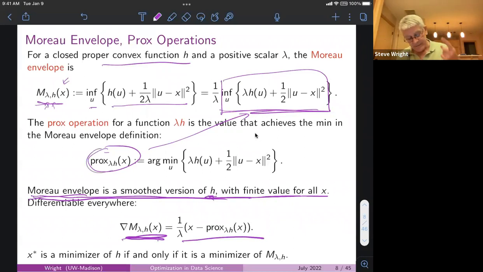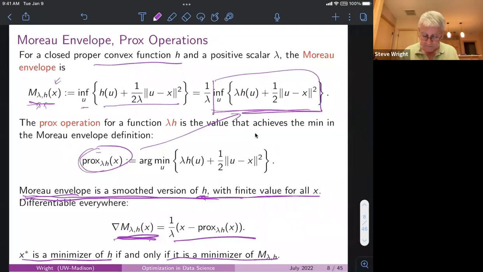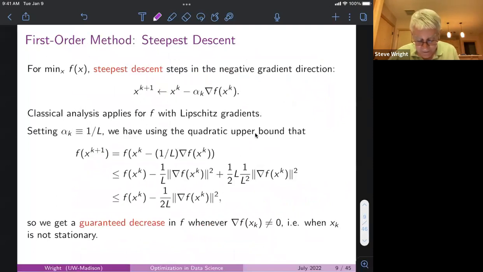So it's convex, smooth, it's always defined, and it's differentiable, in contrast to the original H. So it's a very useful proxy for H in several contexts. And the other thing here is that x star minimizes H if and only if it minimizes the Moreau envelope as well. So it really is useful in that sense.